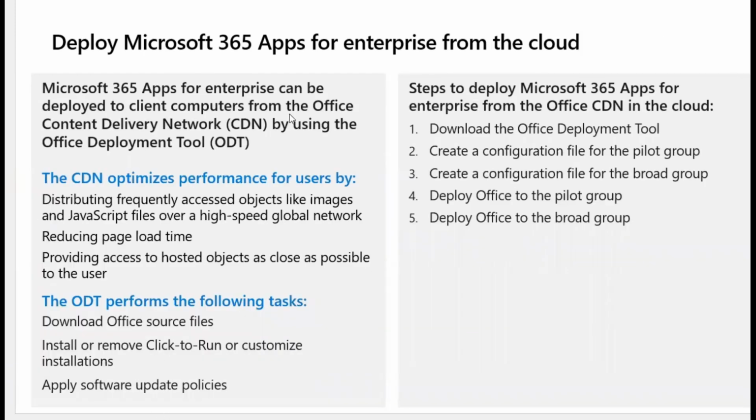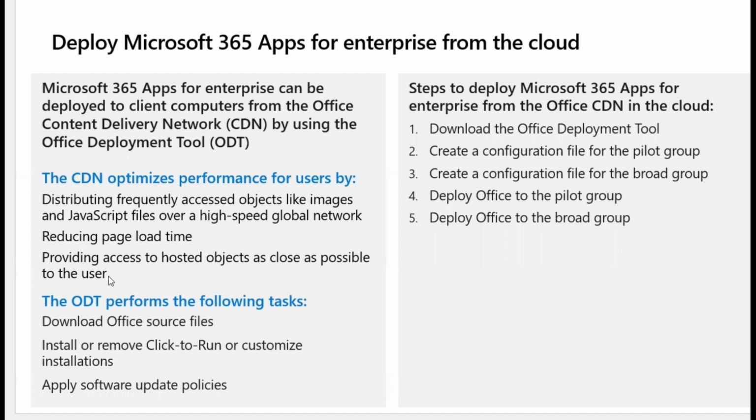Now deploy Microsoft 365 apps for enterprise from the cloud. Microsoft 365 apps for enterprise can be deployed to client computers from the Office Content Delivery Network by using the Office Deployment Toolkit, or ODT. CDN optimizes performance for users by distributing frequently accessed objects like images and JavaScript files over a high-speed global network, reducing page load time and providing access to hosted objects as close as possible.